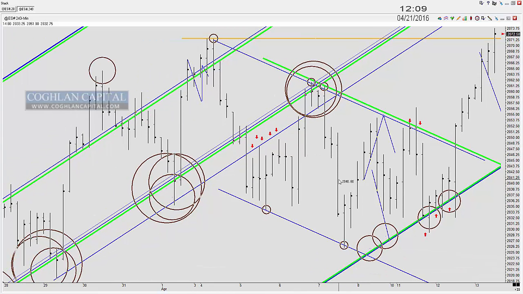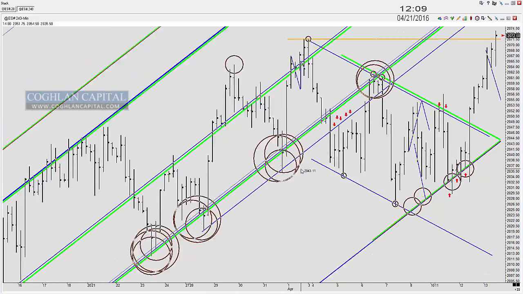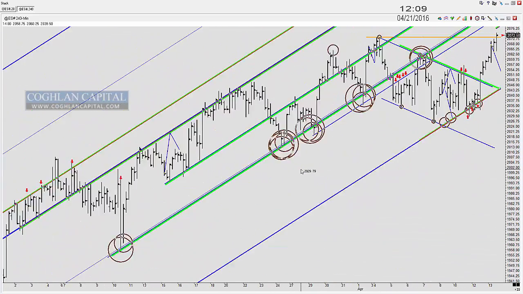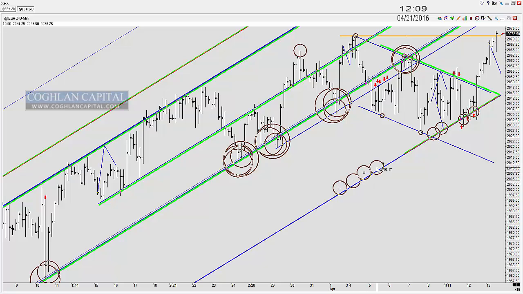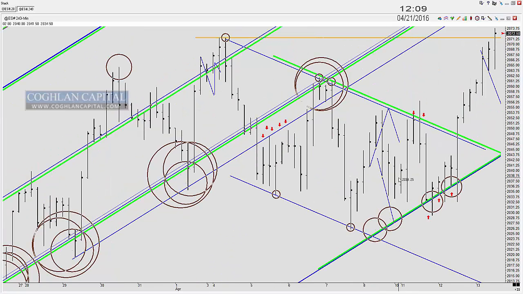We work our way lower. Where would you look for support? Well, again, zoom out. We're now approaching the floor of our uptrending channel. So that would be the place that you would ideally be looking for support.